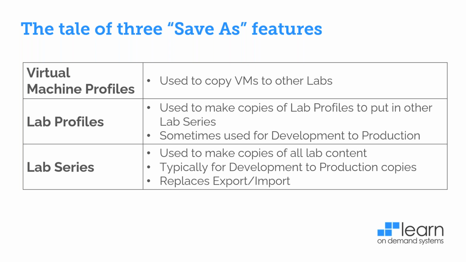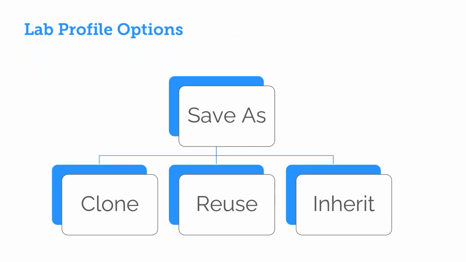Now, of these 3, lab profiles has sort of the most features within the save as. When you do save as in a virtual machine profile, it just simply makes a copy. If you do a save as in a lab series, it also makes a copy, but you get to pick and choose what is going to be copied over. When you do lab profile save as, you get a slightly different approach. And we'll show you how it looks a little bit different. It's a separate button and so on. There are 3 lab profile options: clone, reuse, and inherit.